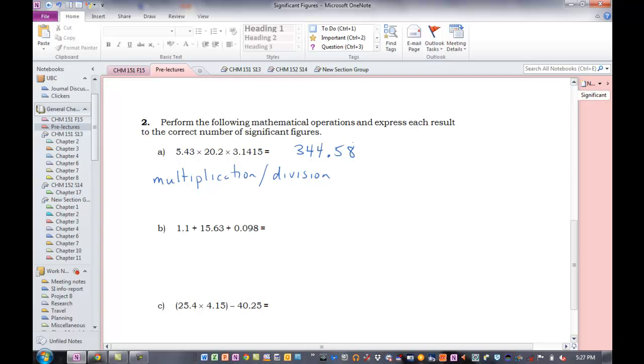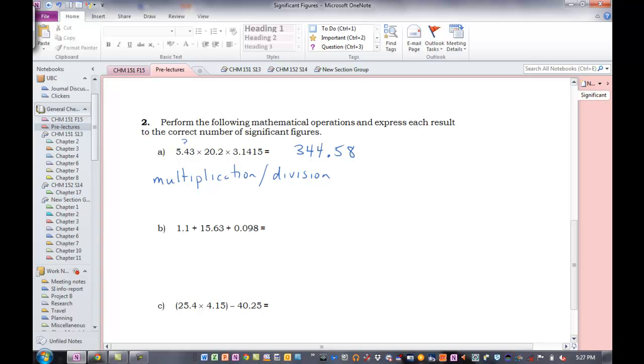Okay, so I got the same number. All right, so how many significant figures should we report in that answer? Okay. For multiplication and division, we carry the fewest number of digits in any of the numbers present. Okay. So we look at this.